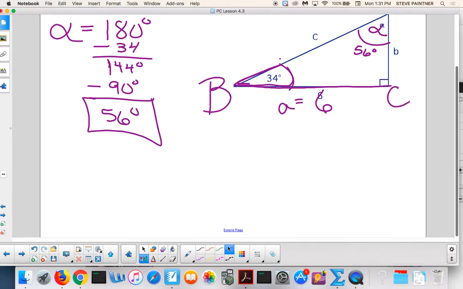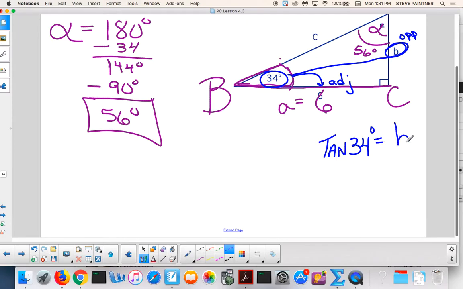So here we go. When they give me 34, I do this. I want to go find one of those missing sides. Call this side B. Let's go find B. That's the what side? Opposite. What do I know? I know adjacent. Opposite, adjacent. Which trig function? Tangent. You guys should set up tangent. Tangent of 34 degrees should equal side B, the opposite side, over side 6, the adjacent.